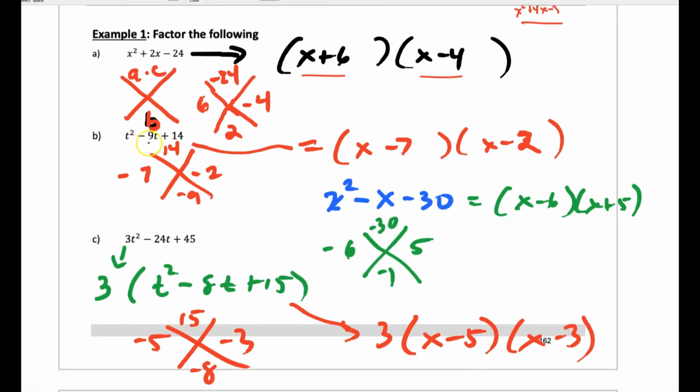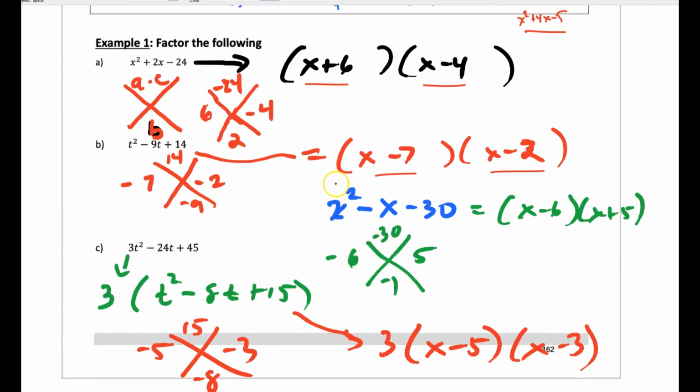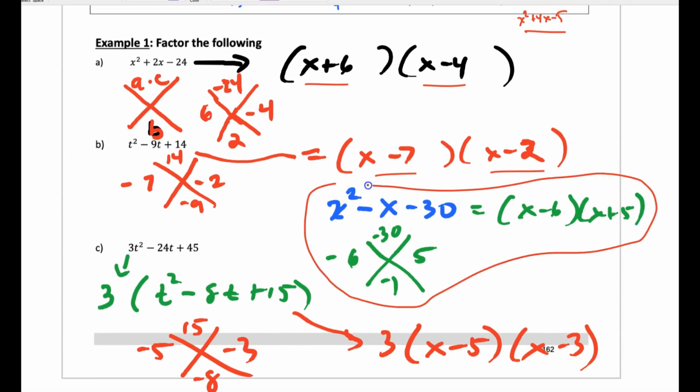Here's another example. There's your a, b, and c. What times what is 14? Added together gives me -9, and you can see you get -7 and 2, and those become the factors. That's the rule in terms of how we write that. How we find these factors is through that process. Here's an extra example that I worked on. I just gave you that extra example so you can take a look at that.